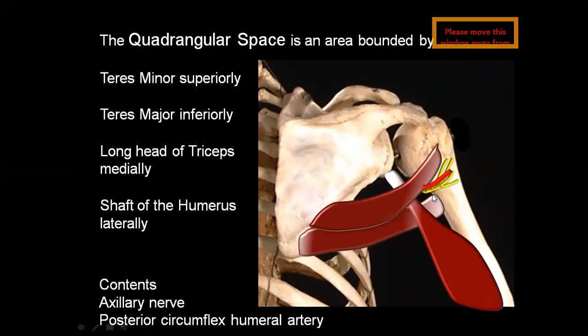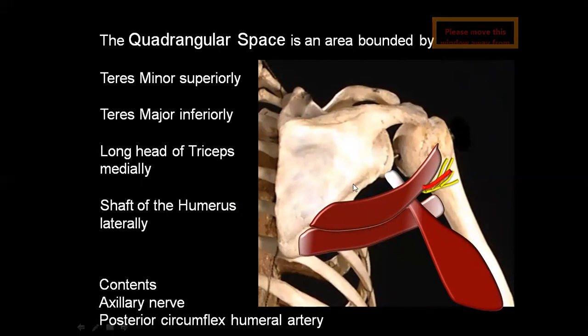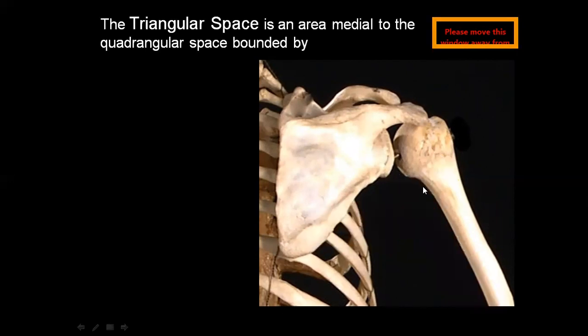First of all, let us see this quadrangular space. What are the boundaries of the quadrangular space? This is teres minor superiorly, teres major inferiorly, long head of triceps medially, and shaft of the humerus laterally. Actually here it comes to the surgical neck only. Instead of using the word shaft, we have to use surgical neck. Contents are axillary nerve and posterior circumflex humeral vessels.